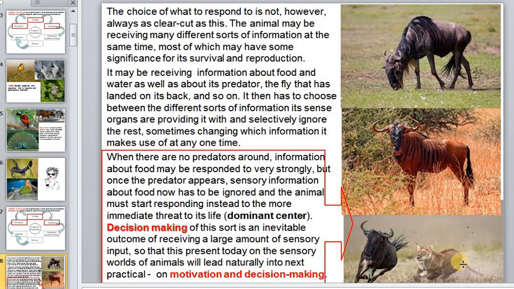Where there are no predators around, information about food may be responded to very strongly, but once the predator appears, sensory information about food has to be ignored, and the animal must start responding instead to the more immediate threat to its life. So it's just to work the dominant center in the nervous system in the brain, and decision making of this sort is an inevitable outcome of receiving a large amount of sensory input. So this presentation today on the sensory world of animals will lead naturally into the next practical on motivation and decision making.